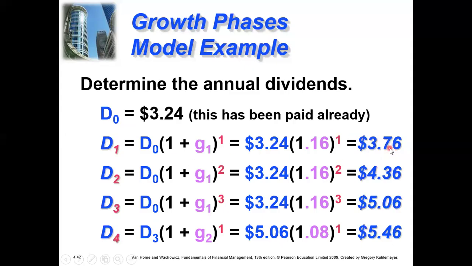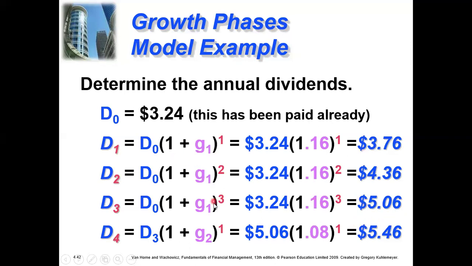Now this is the D1. So when we calculate D2, we can write either in this way, D0 times (1 plus g1) to the power 2, or we can also write for D2, D1 times (1 plus g) to the power 1. So we can make D3 from D2, then D4 from D3, or we can use this formula by increasing the power: D0 to the power 2, here D0 to the power 3, on 1 plus g1. And you can simply multiply 4.36 by 1.16, and it will come to 5.06.